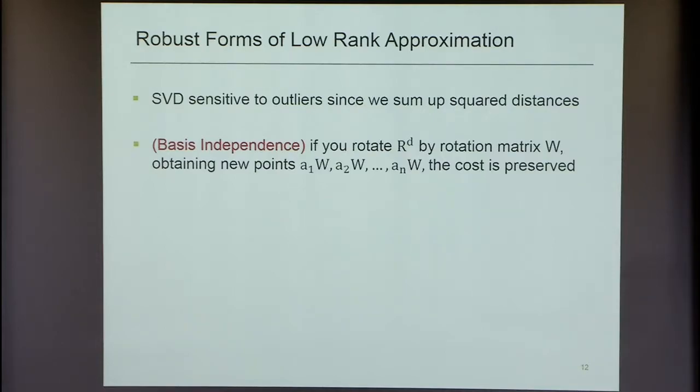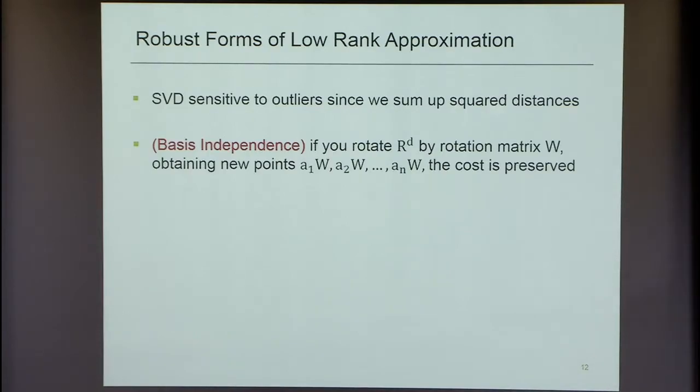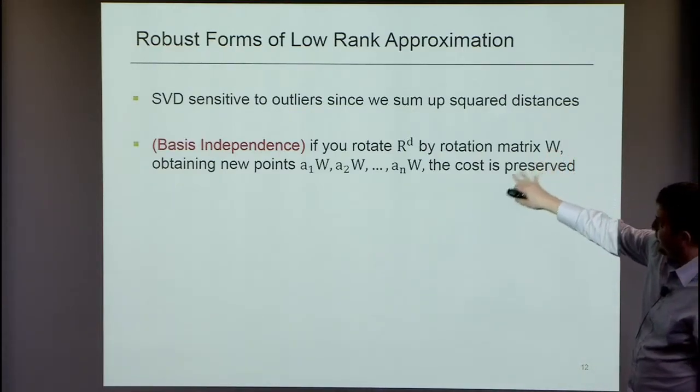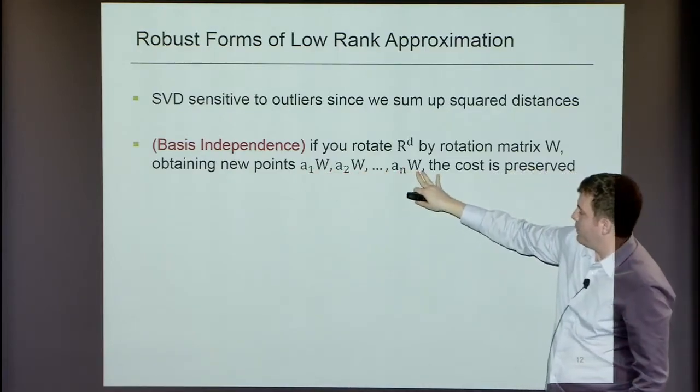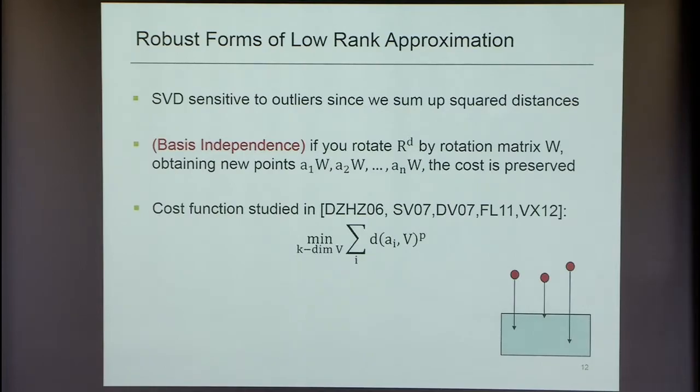What's one property you might want of this measure? So one is that if you take your n points in R^d and you rotate R^d, the cost is preserved. Right? It seems like you might want something that only depends on the geometry of these points, as opposed to penalizing for some particular basis that you might choose. So if I have this rotation matrix W, and I get these rotated n rows of A, I want the same cost. So what's a natural cost function that generalizes the SVD?